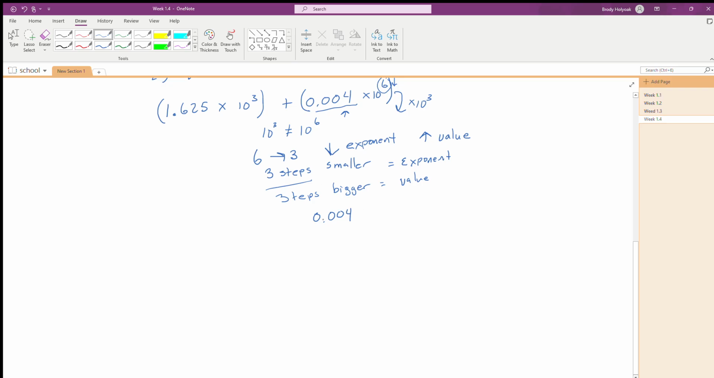So to make this number bigger, I have to move this over 1, 2, 3 times. So 1, 2, 3 jumps. Keep everything equal. So then what I have now is 0.004 times 10 to the 6th. That then becomes 4 times 10 to the 3rd. And now I have got my common base, 10 to the 3rd and 10 to the 3rd for those units.